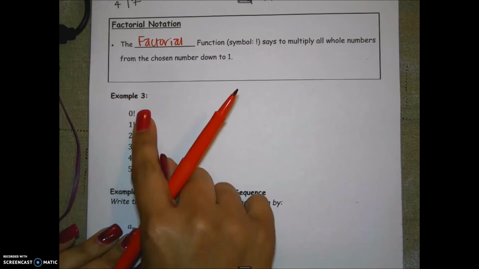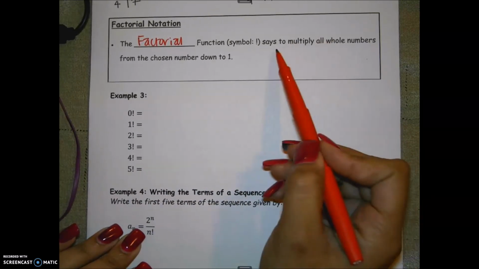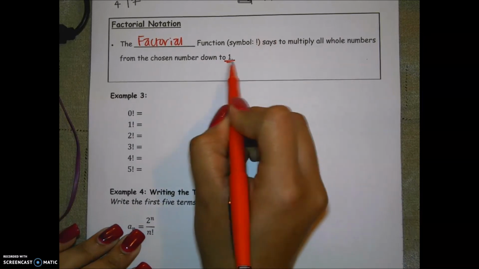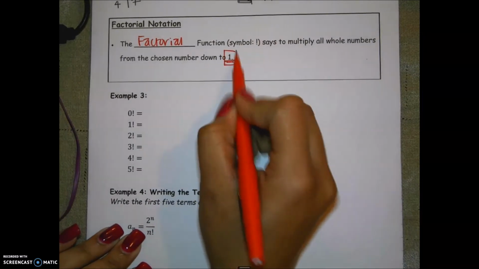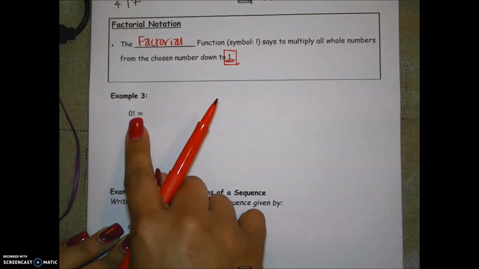Nope, I'll start with 0 factorial and work my way down. So the definition says to multiply all whole numbers from the chosen number down to 1. It didn't say down to 0. It said down to 1. So what does that mean for 0 factorial?